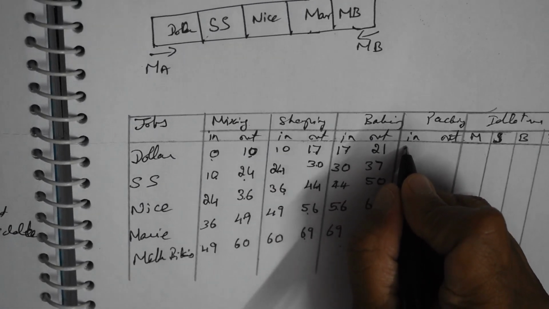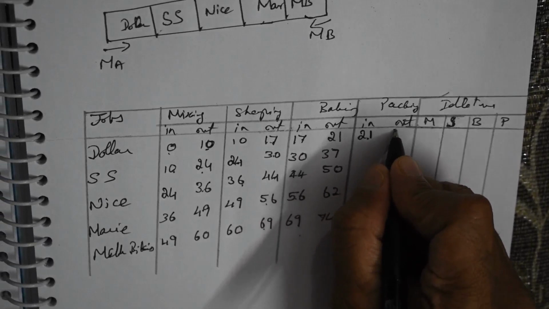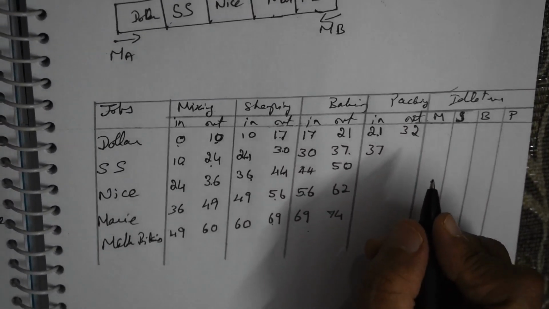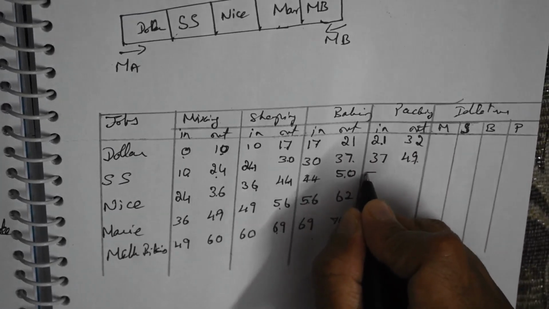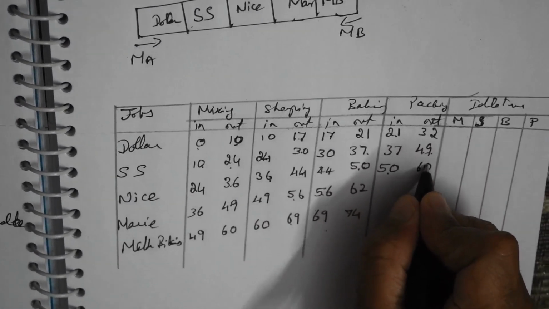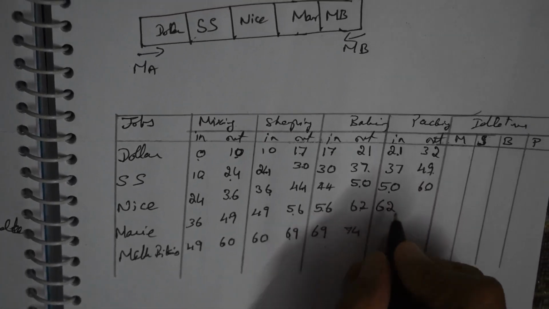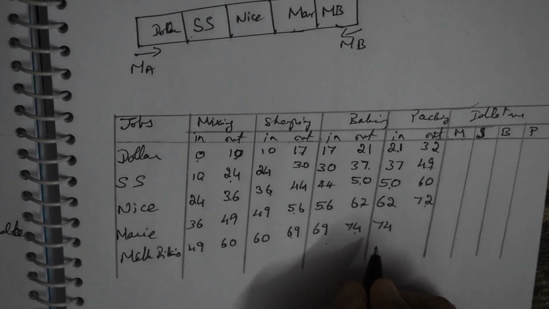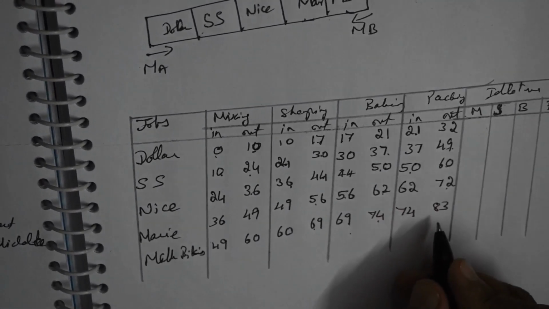Now let us come to the last machine, packing. It will start its first operation at 21. Dollar is 11, which is 32. 32 or 37. We'll take 37. Salt and Sweet is 12, which is 49. 49 or 50. 50 is higher, so write 50. Nice is 10, which is 50 plus 10, 60. 60 or 62, whichever is higher. 62. Mari is 10, which is 72. 72 or 74, whichever is higher. Milk Bikis is 9, which is 83. So we found the total time elapsed.